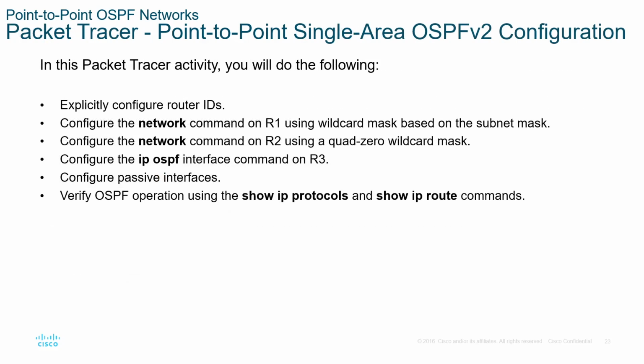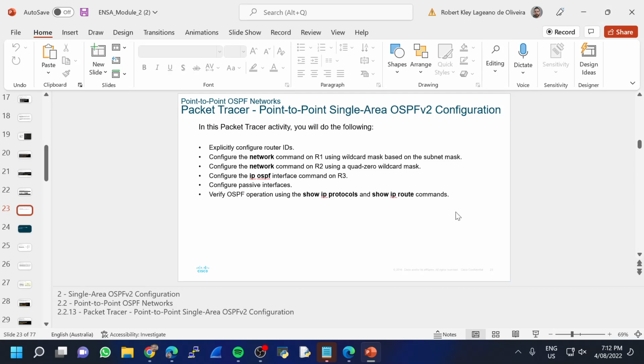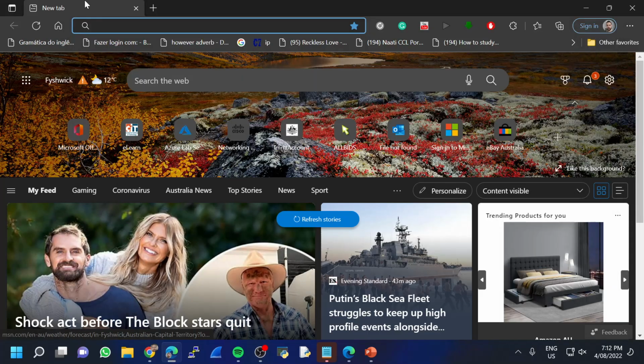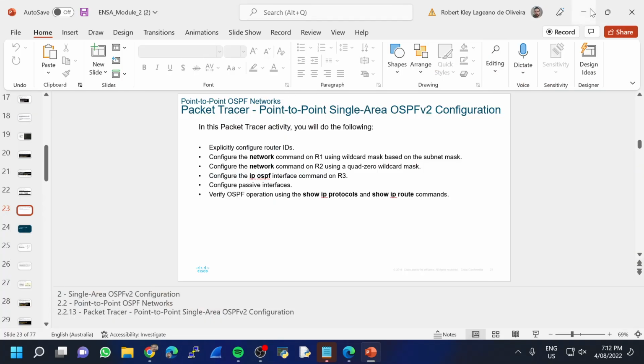Alright, there you go. So, Packet Tracer, we're gonna do this together, mates. You know, because I like to smash things out. So grab your Packet Tracer activities. Point-to-point single area OSPF configuration. We don't have access to it. You should have access to it. No, because I haven't done my test yet.